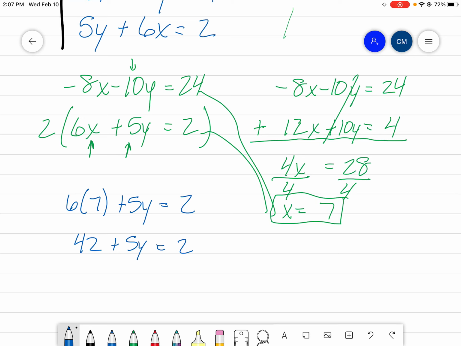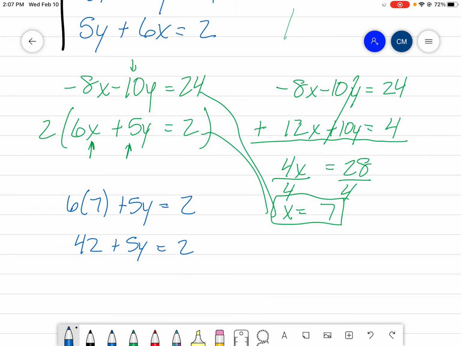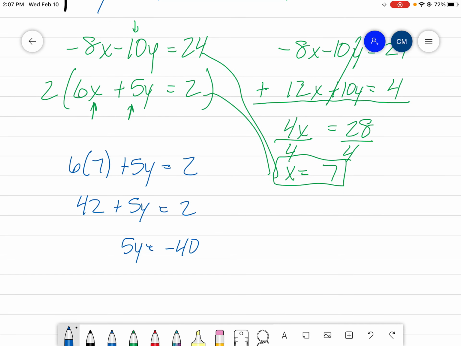To get y by itself, I'm going to subtract 42 from both sides, and then divide both sides by 5, so y is equal to negative 8. I have what x is equal to, I have what y is equal to. However, we do have to make sure we write our answer as a coordinate point. So my final answer will be 7, negative 8.